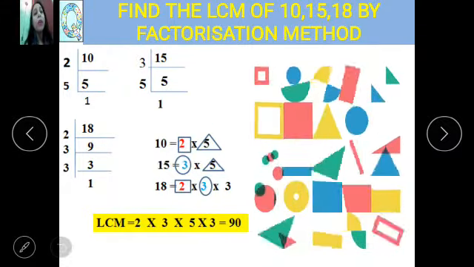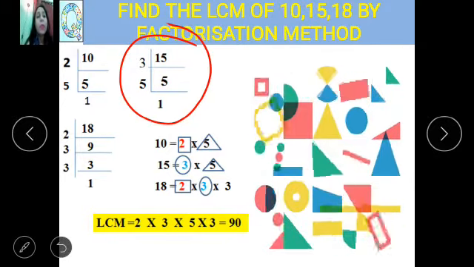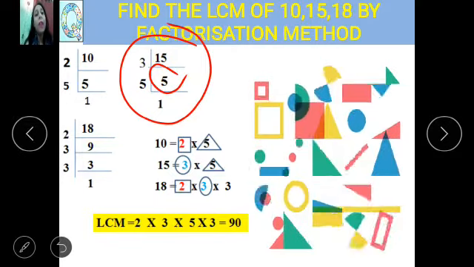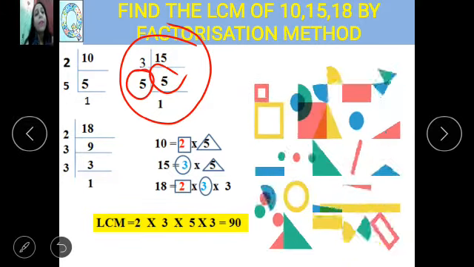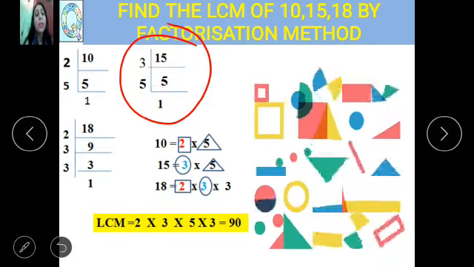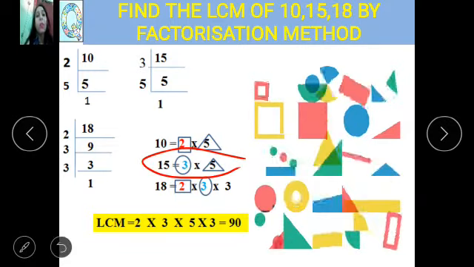Now come to 15. Here 15 is divided by 3. 3 fives are 15, so I got 5. Again 5 is divided by 5, so this is 1. Okay children. Now you see I have written over here the factors of 15 are 3 into 5.